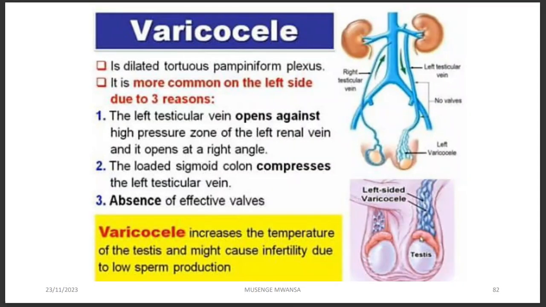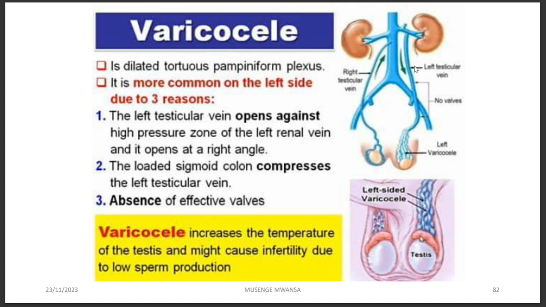So there are some formations which are called varicocele which can be formed. Now, if you look at the pampiniform plexus of veins, when they dilate, that is what we call a varicocele. It's a dilated tortuous pampiniform plexus. If you can see, look at here, the pampiniform plexus of veins on the left are more dilated and more tortuous than on the right.